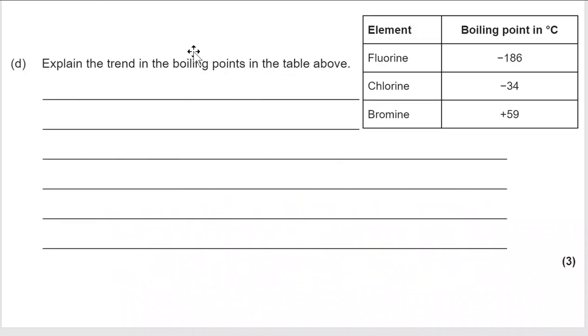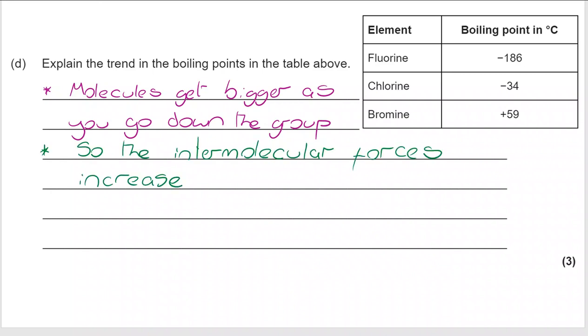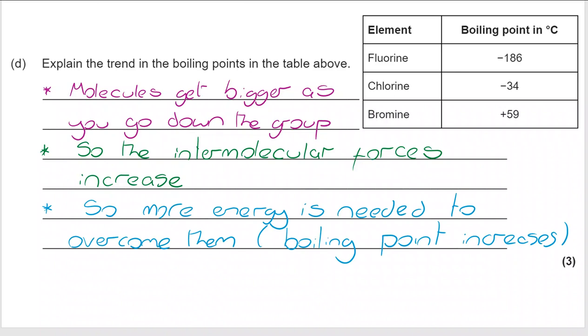But within that table, there is a trend. It does go up from fluorine to chlorine to bromine. Why? Well, the molecules are getting bigger from fluorine to chlorine to bromine as you go down the group. And if the molecules are getting bigger, that means the intermolecular forces are getting stronger. And if the intermolecular forces are stronger in bigger molecules, more energy is needed to overcome them. So the boiling point increases.